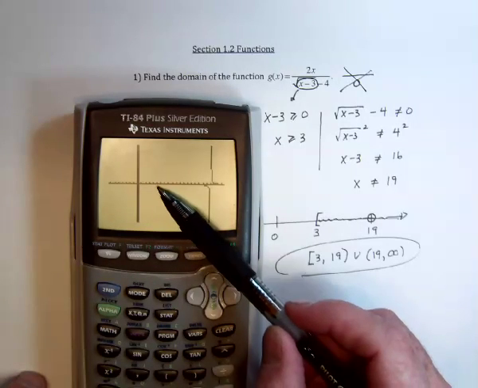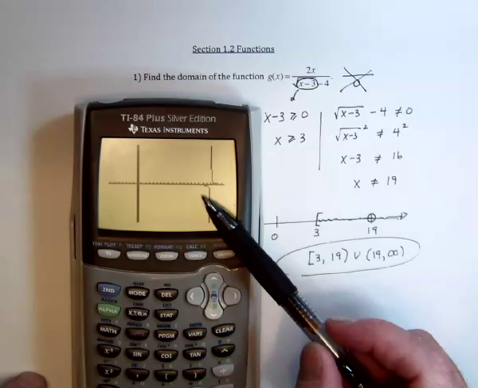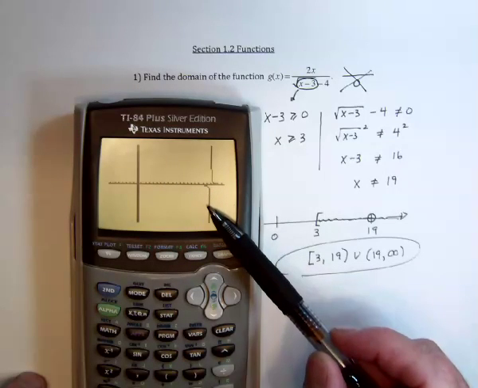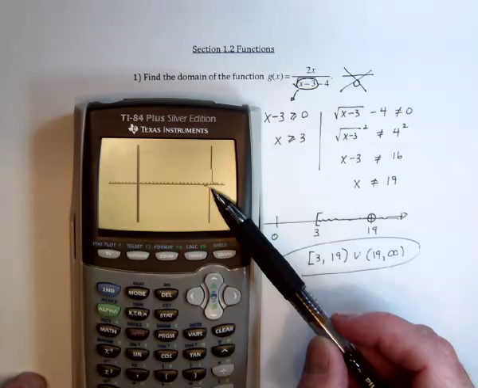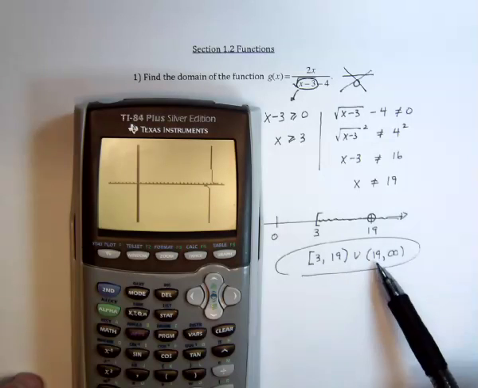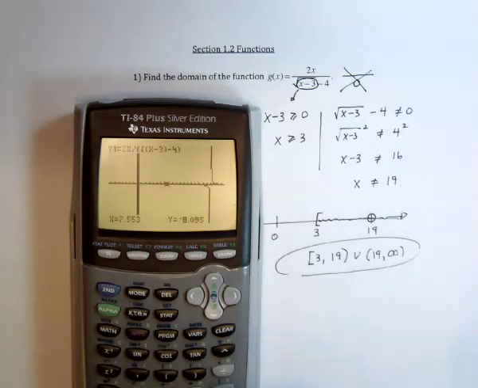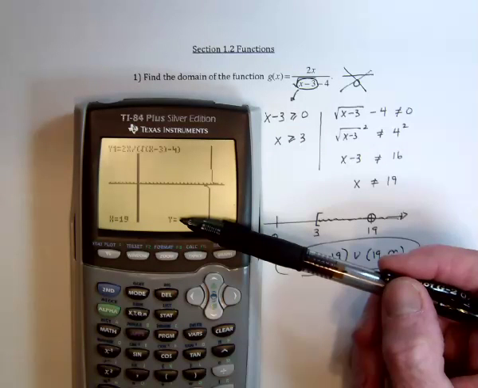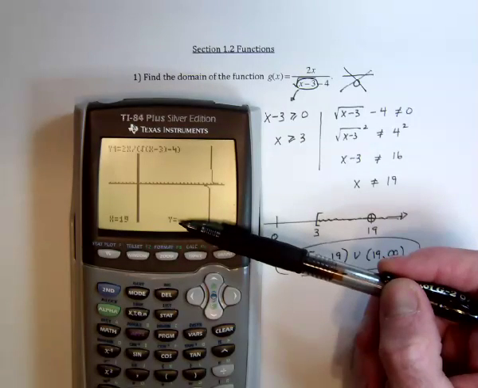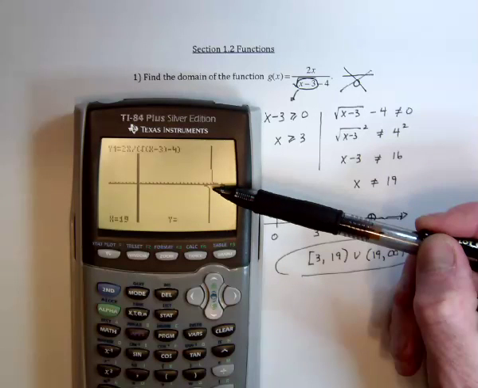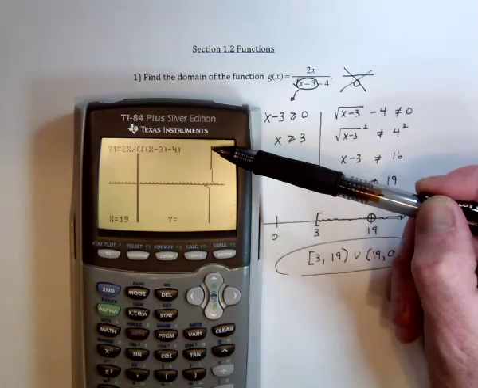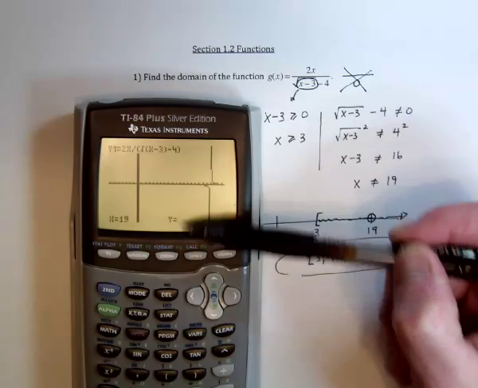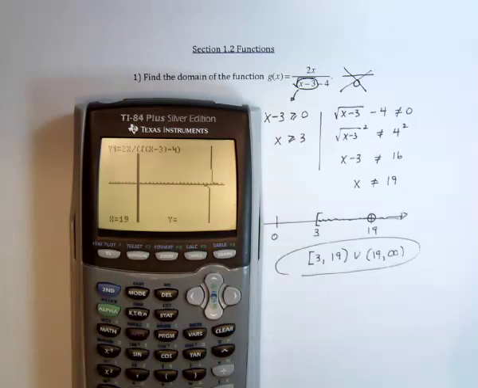The graph had started at 3 and went down. It goes down, down, down, and it's split right here. This is called a vertical asymptote. I'm pretty sure that's where x equals 19. Trace and put in a 19. Sure enough, it says the graph is undefined. Out here at 19, there's a split in the graph. Part of it goes down to negative infinity and part of it goes up to positive infinity. But at 19 itself, it's undefined. So 19 should not be in the domain.